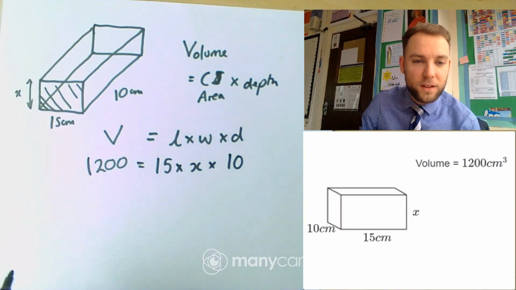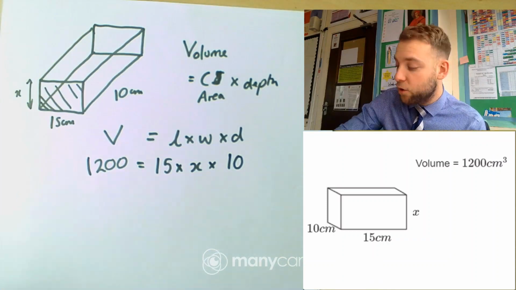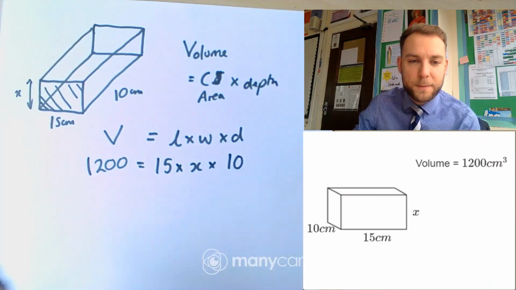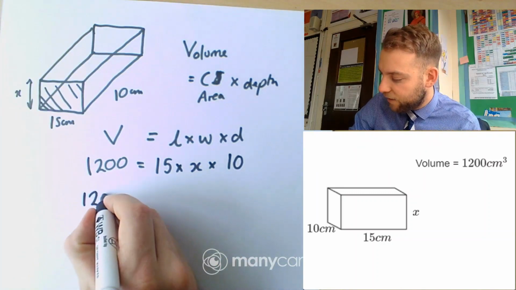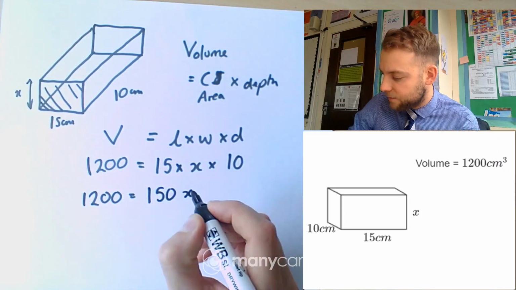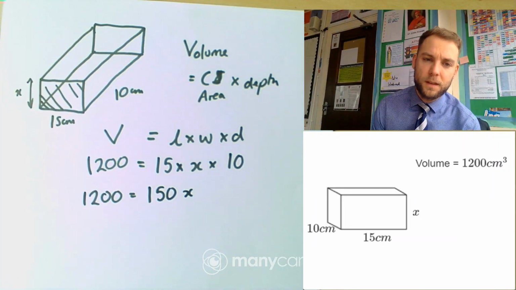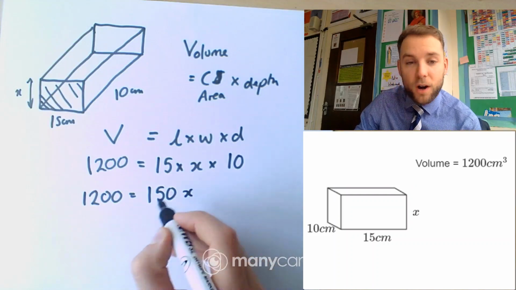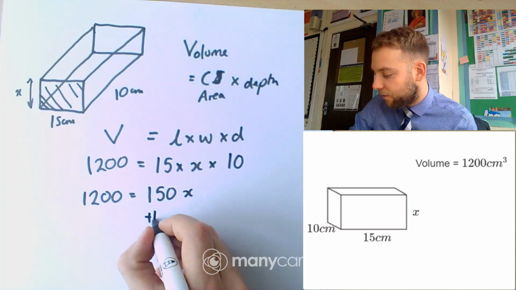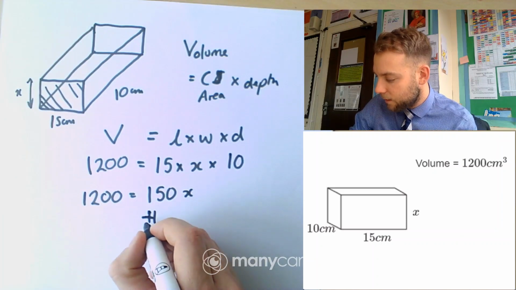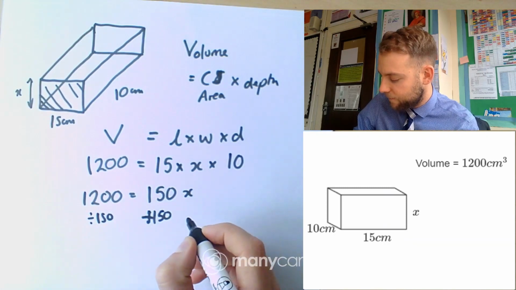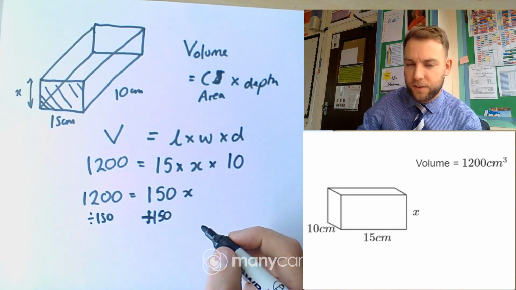I'm not doing anything with the left-hand side first of all, but I have got to simplify this. What is 15 times x times by 10? Well, 15 times by x times by 10 is equal to 150x. Then if I want x on its own, I need to get rid of this 150, and I do that by dividing both sides by 150.